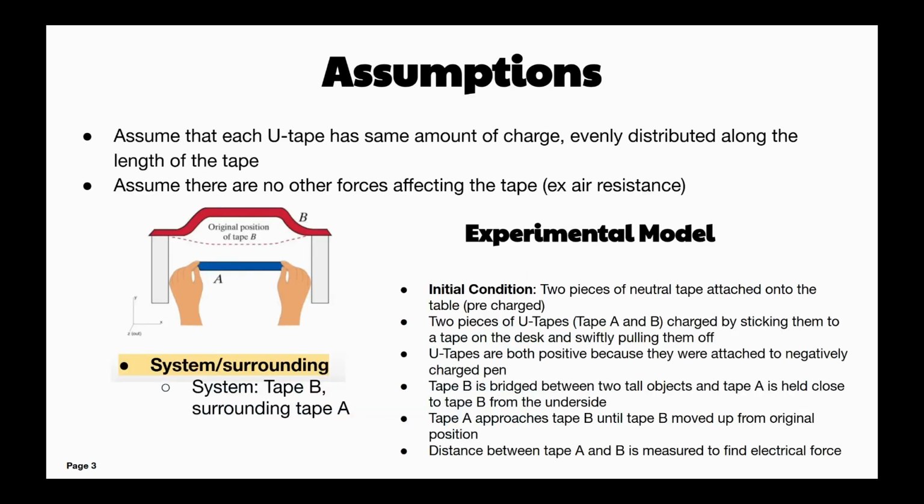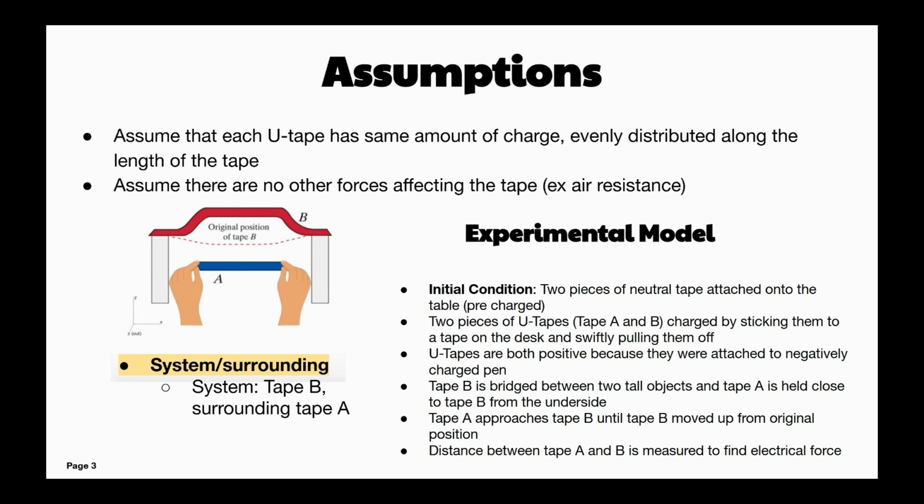The assumptions were that each U-tape had the same amount of charge, evenly distributed across the length of the tape, and that there were no other forces affecting the tape. The system of this experiment was tape B, and the surrounding was tape A.